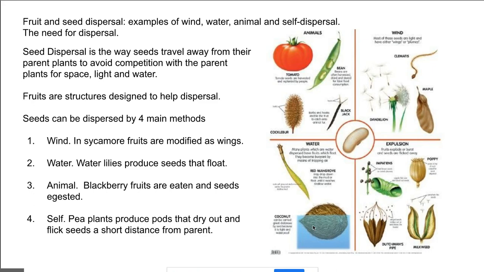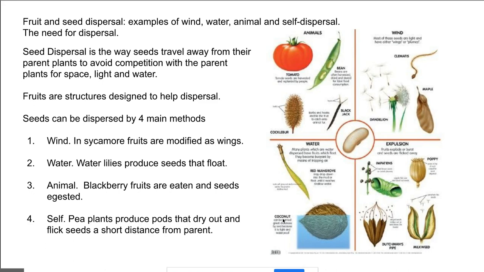They need to get away from their parent plant. If the seeds were just to fall directly onto the ground, they'd be in the shade of the parent plant. They wouldn't be able to get enough water from the soil, so they need to get away from the parent plant to avoid competition. They're avoiding competition for space, light, and water. Even getting away a few meters is enough.